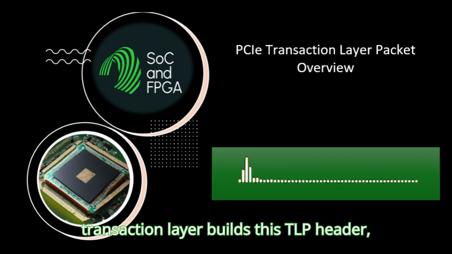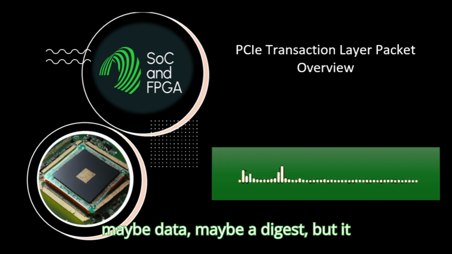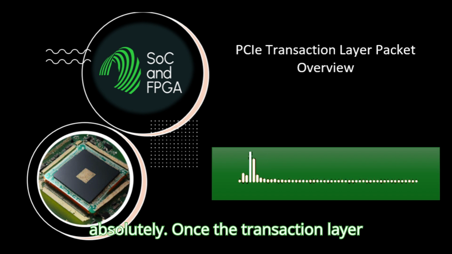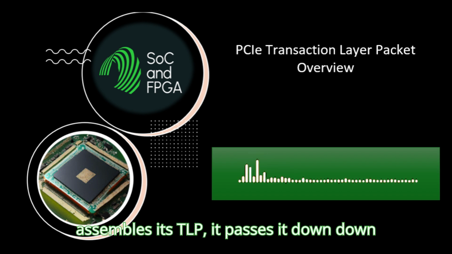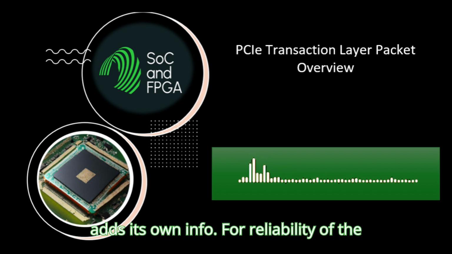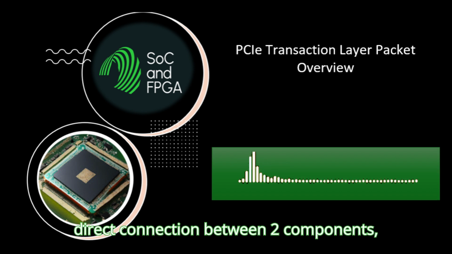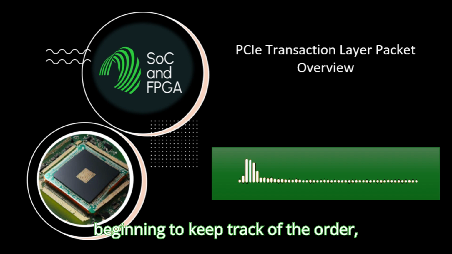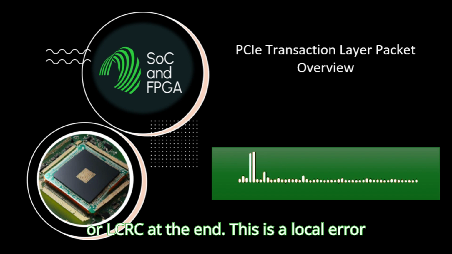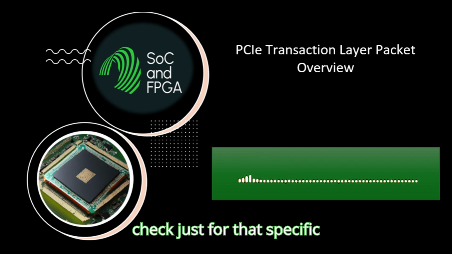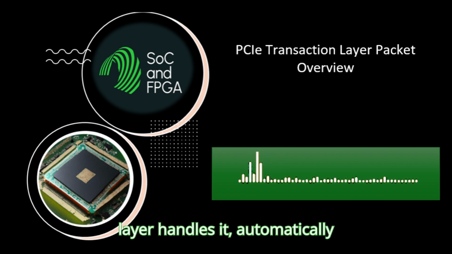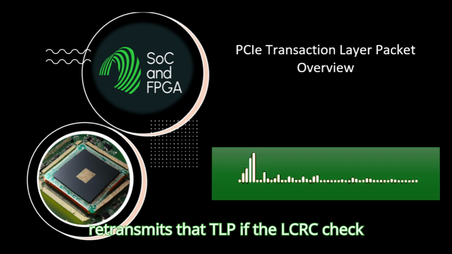Okay, so the transaction layer builds this TLP header, maybe data, maybe a digest. But it doesn't just magically appear on the connection. Other layers are involved. Oh, absolutely. Once the transaction layer assembles its TLP, it passes it down to the data link layer. Right. This layer adds its own info. For reliability of the direct connection between 2 components, it adds a sequence number at the beginning. To keep track of the order, like numbering trucks in a convoy. Precisely. And it also sticks a link CRC, or LCRC, at the end. This is a local error check, just for that specific point-to-point link. So if something goes wrong just on that hop, the data link layer handles it, automatically retransmits that TLP if the LCRC check fails.